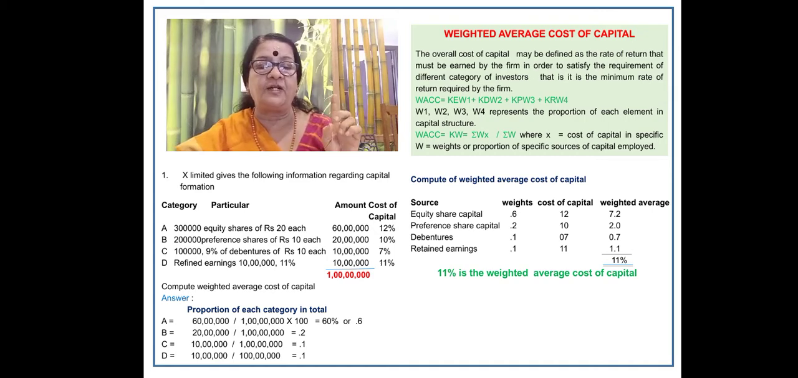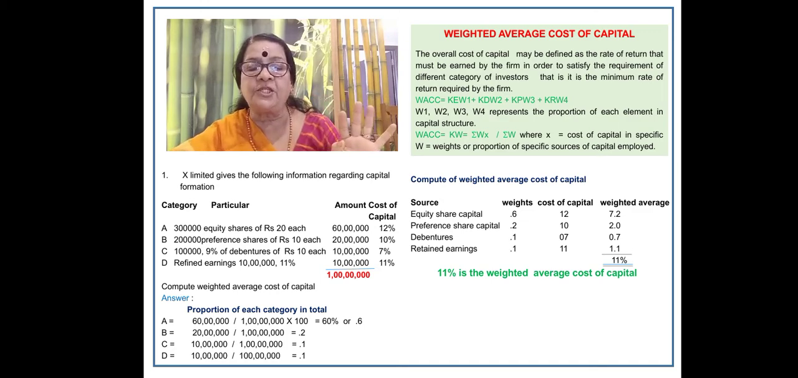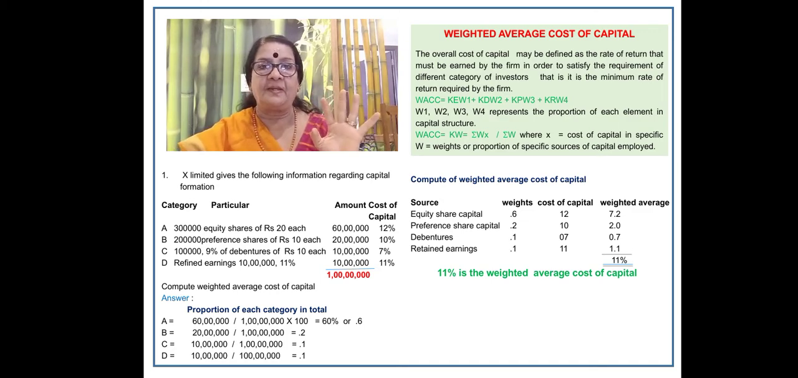The total is coming 1 crore. And the cost of capital after tax is given as 12%, 10%, 7% and 11%. So we are asked to find out the weighted average cost of capital. First of all, we will have to find out the proportion of each component of capital. For example, equity shares are 60 lakh. The total is 1 crore. So what is the proportion? 60 lakh divided by 1 crore into 100.